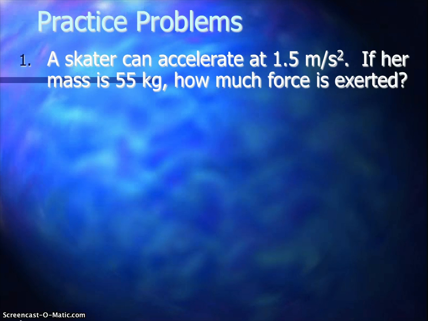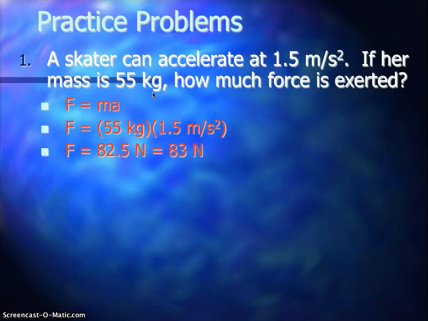Over here, you can see that the acceleration is 1.5 meters per second squared. Her mass is 55 kilograms. Remember, mass is measured in kilograms. We have acceleration, so we just need to calculate the force. We'll start with the equation F equals ma, and plug in the values of mass at 55 kilograms and acceleration at 1.5 meters per second squared.